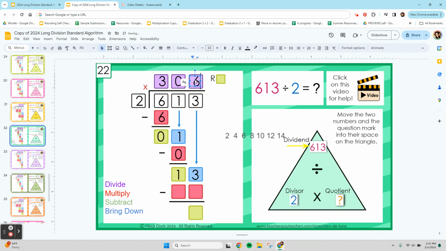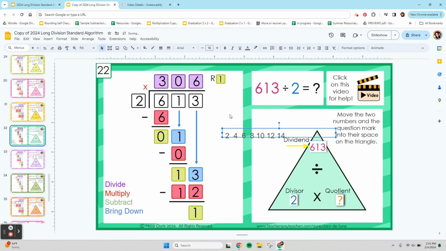Then we multiply it back down to see how close we got. 6 times 2 is 12. That's the 12 we were just looking at over here. That's as close as we got. And then you subtract to get your remainder. Put your remainder up here in this box.